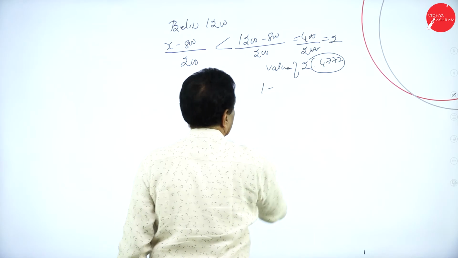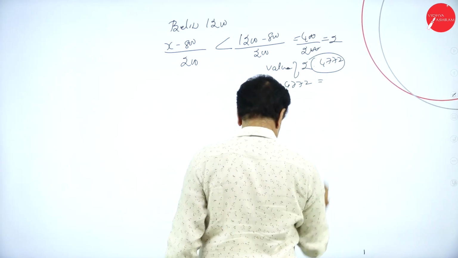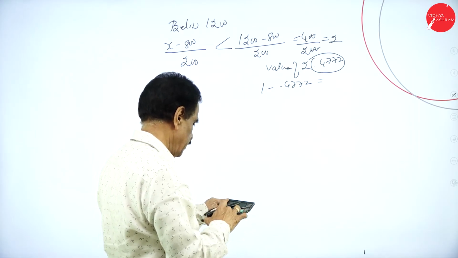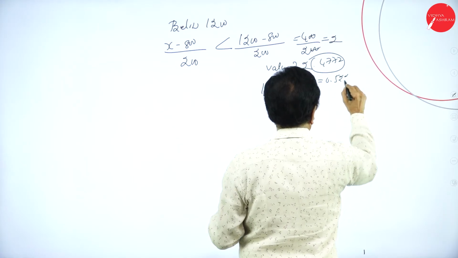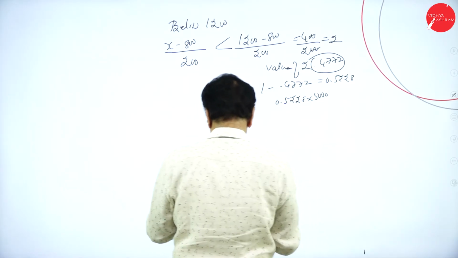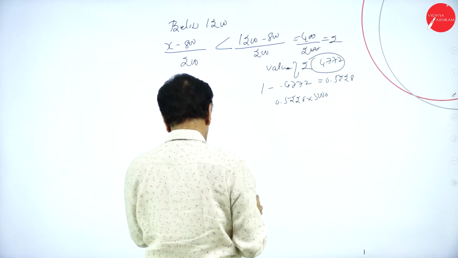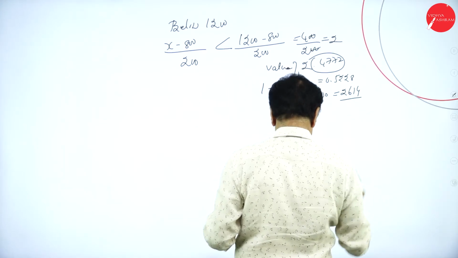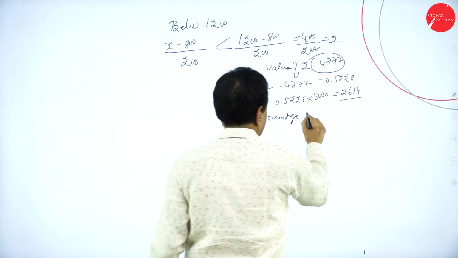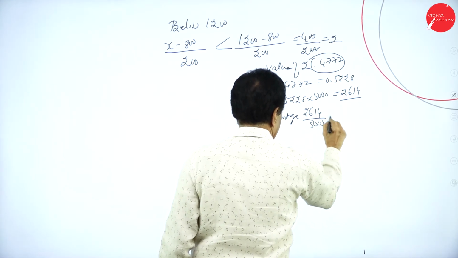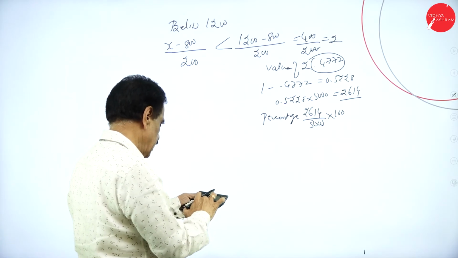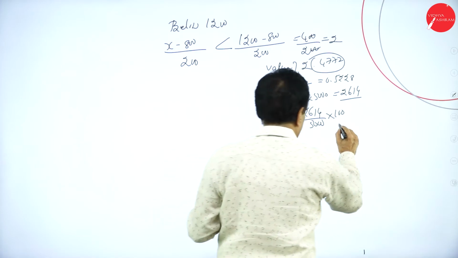1 minus 0.4772 is 0.5228, into 5000, 2614. So here's the percentage. 2614 divided by 5000 into 100 is 52.28 percentage.